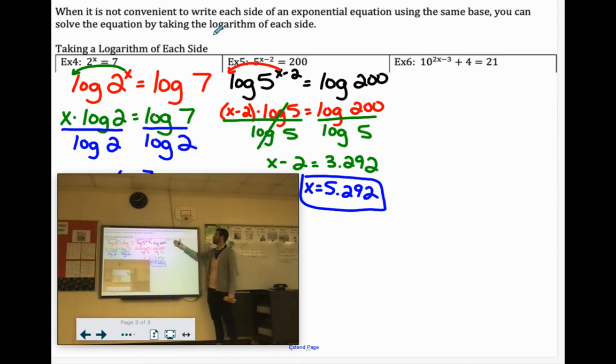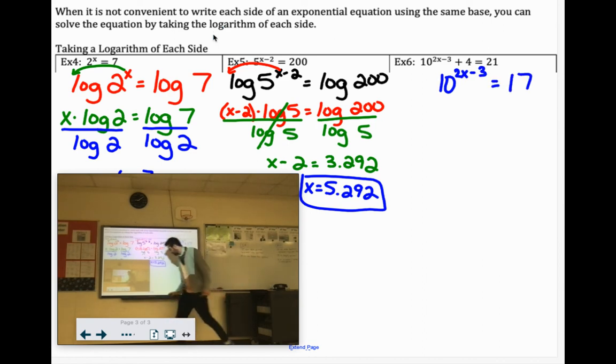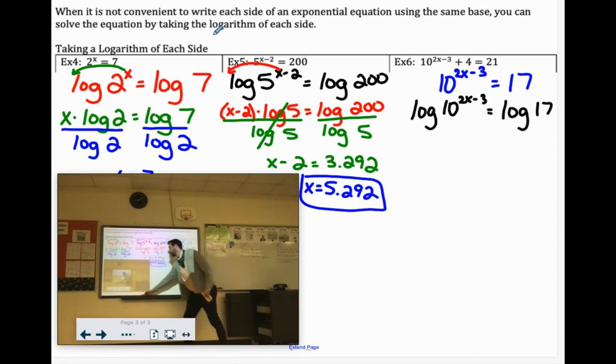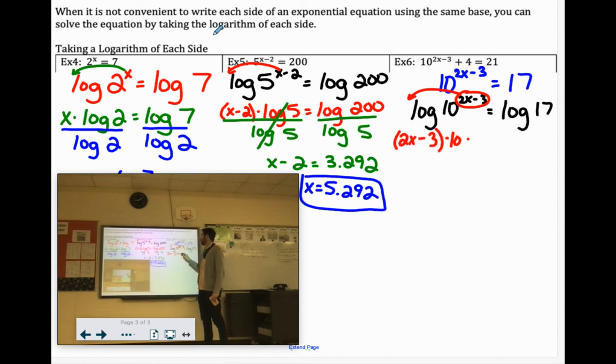So on example 6, we have 10 to this stuff plus 4 equals 21. So first we have to get rid of the plus 4. So we'll subtract 4 from both sides, which would give us 10 to the 2x minus 3 equals 17. I heard you say it at home. We're going to log it, baby. Log 10 to the 2x minus 3 equals log 17. So now we can keep that exponent to the front, 2x minus 3. So 2x minus 3 times log 10 equals log 17.